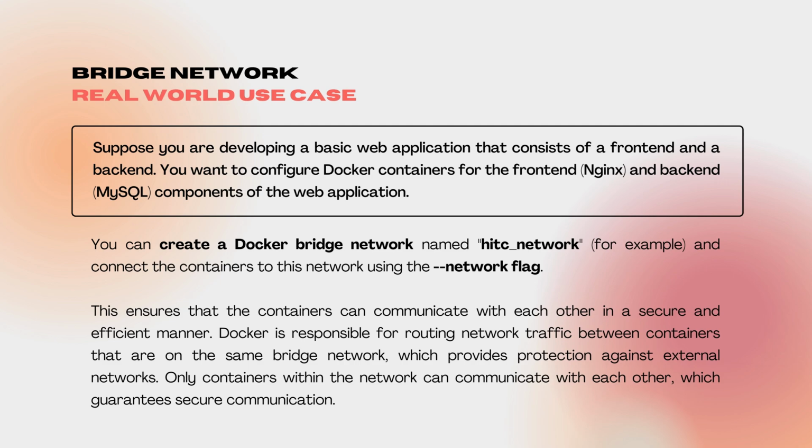This will ensure, of course, that the containers can communicate with each other in a secure and efficient way. And of course, as we've seen in a previous demo, bridge network is also a default network. So even without specifying the network flag, they will still be assigned to the bridge network. And Docker itself will be responsible for routing the network traffic between containers that are on the same bridge network, which provides protection against external networks. So additionally, only containers within the network itself can communicate with each other, which guarantees a secure communication.